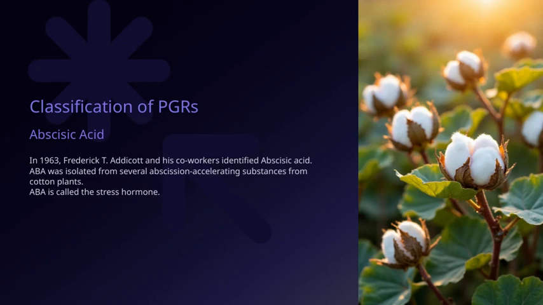In 1963, Frederick T. Addicott and his colleagues made a significant discovery by identifying abscisic acid. This was a breakthrough in understanding plant hormones. ABA, as it's commonly called, was actually isolated from various substances that promote abscission, or leaf and fruit drop, in cotton plants. This finding helped us understand how plants regulate their responses to environmental stresses.